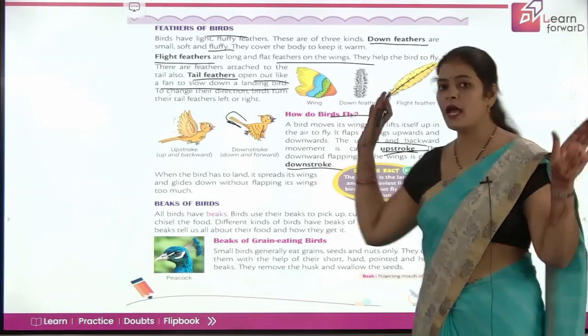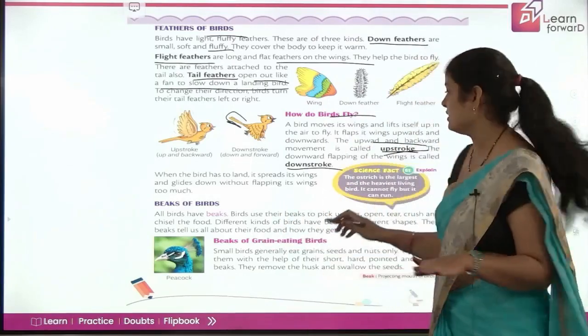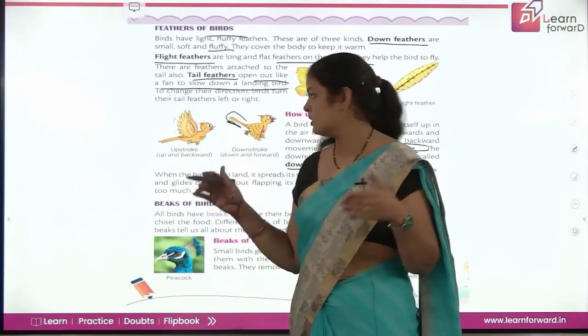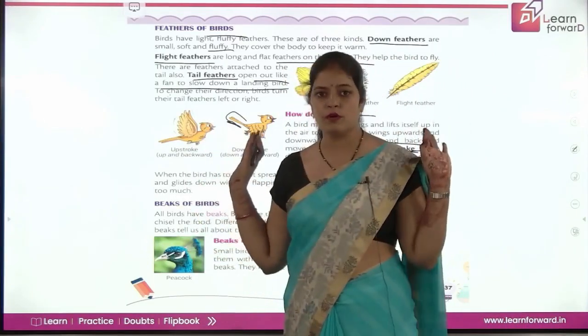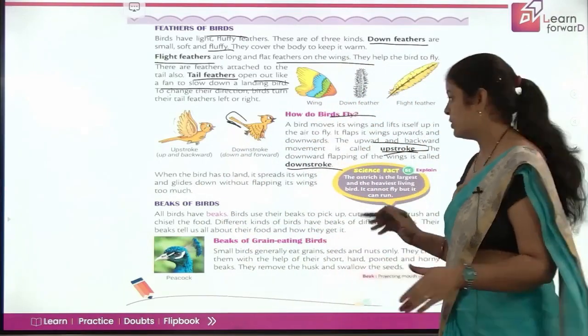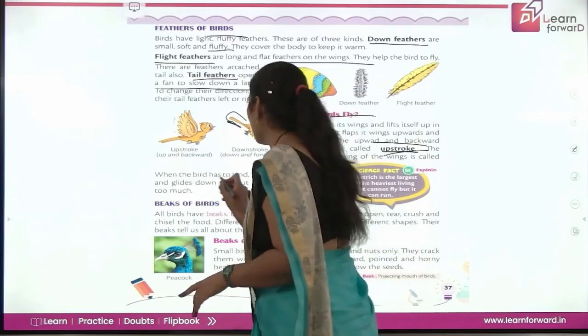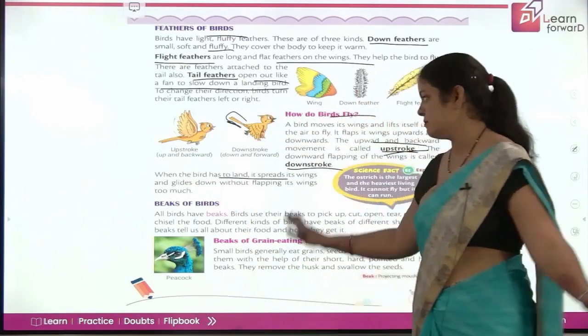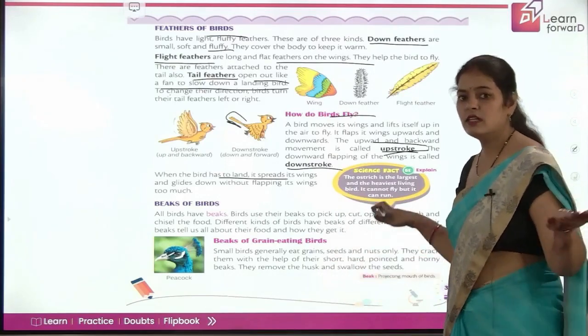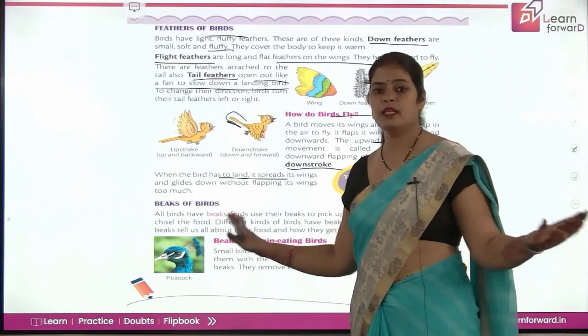Next, they just flap their wings downwards, so that is called the downstroke. Here, this picture shows the upstroke of the bird, and this picture shows the downstroke of the bird wings. Now, when the bird has to land, it spreads its wings and glides down. It does not flap its wings, it just glides down by opening the wings.